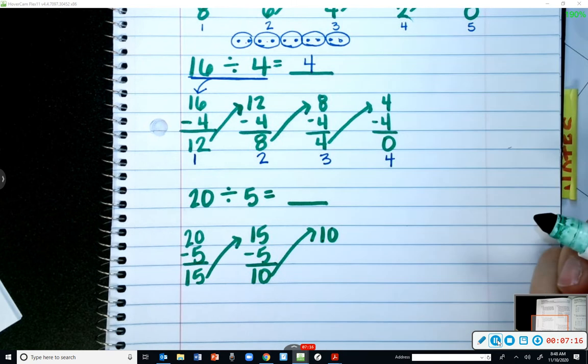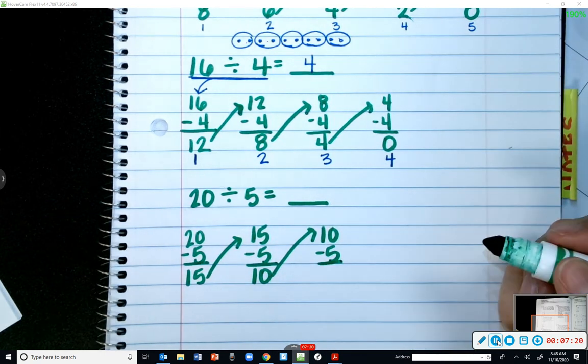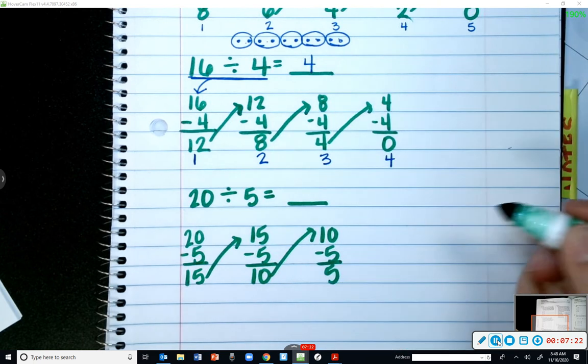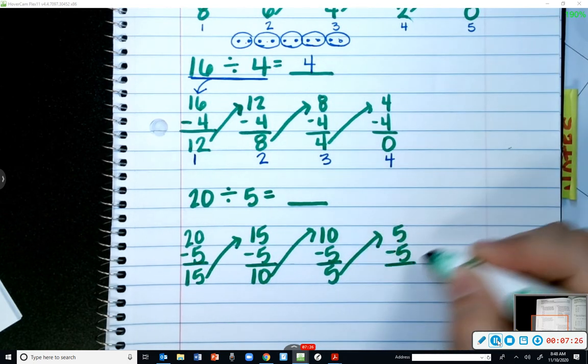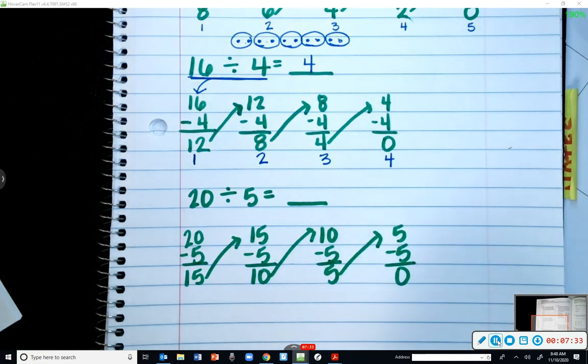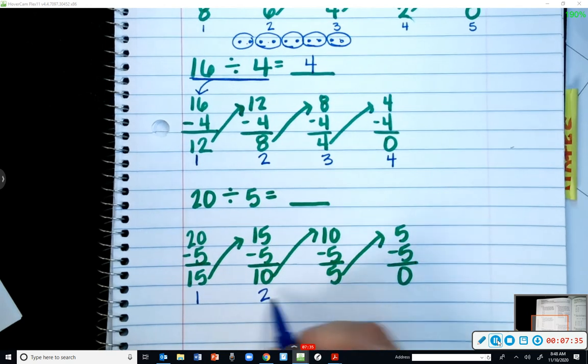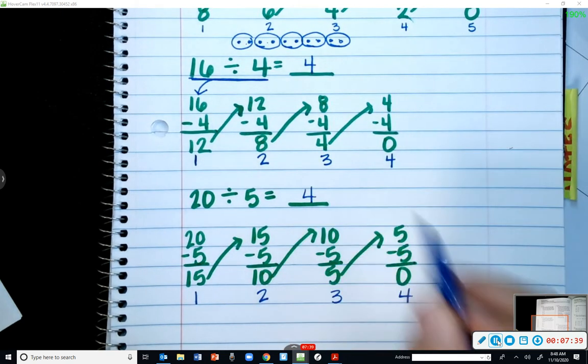So 10 minus what? 10 minus 5. There we go. Equals 5. Okay? We've got to keep going, so we do 5 minus 5 equals 0. Now how do we get our answer? By counting it. Good. So here's 1, 2, 3, 4. The answer is 4.